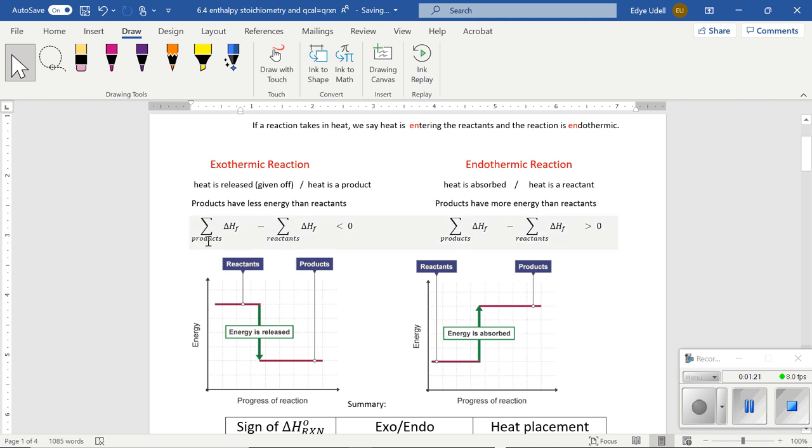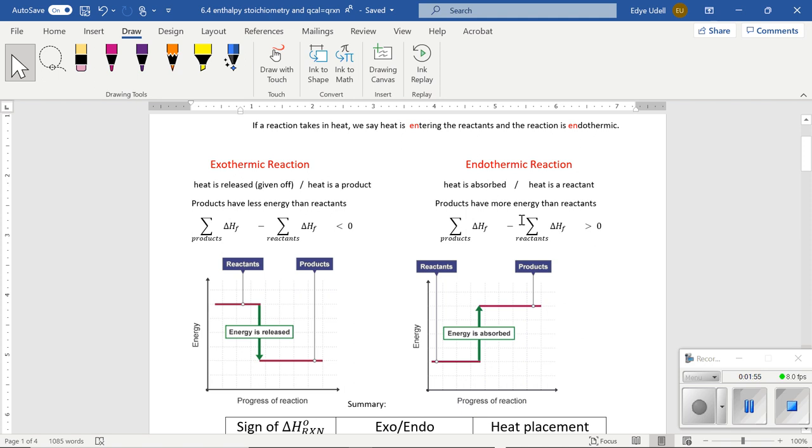This is a new thing for you. This is the Greek letter sigma. It means the sum of. So the sum of the heat of formation of the products minus the sum of the heat of formation of the reactants is negative. Exothermic, we have a negative delta H. This is actually the equation for finding delta H, which is a whole separate video. Don't worry, you will learn more. Don't worry about this equation right now.